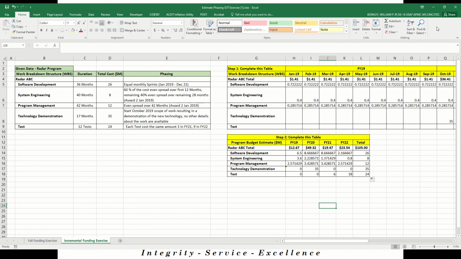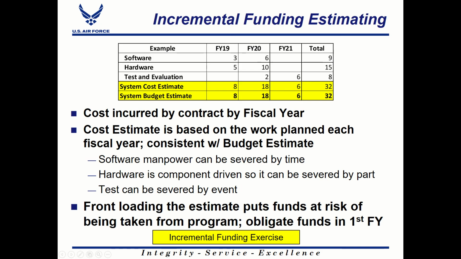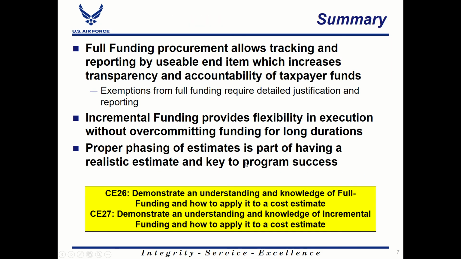Okay, we're going to jump back over to the slides. So now in summary, right, full funding is procurement. So when we do full funding procurement, it allows us to track and report by usable end item. And again, this is important where we understand what we mean when we say usable end item. Just because somebody can use it doesn't mean it can be used for the purpose in which we're buying it.